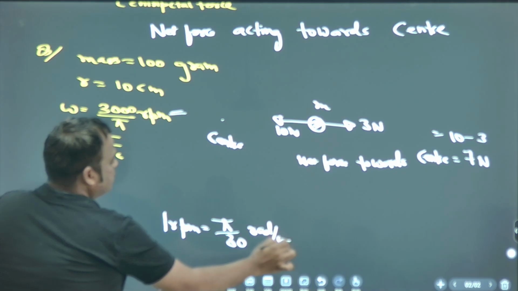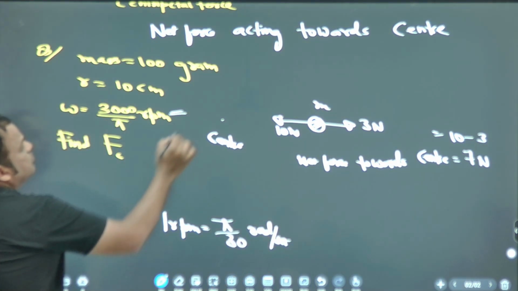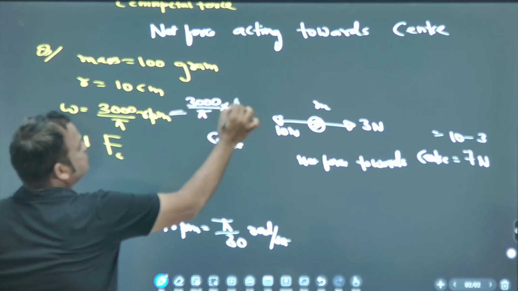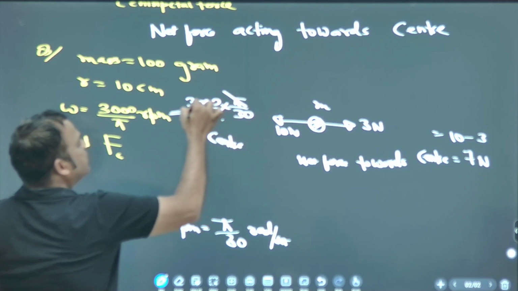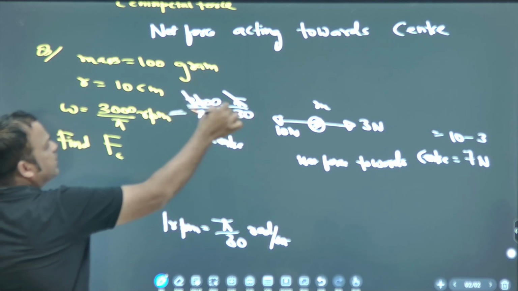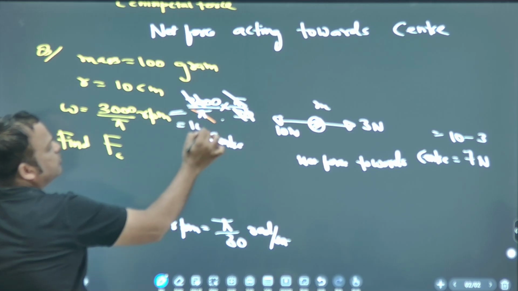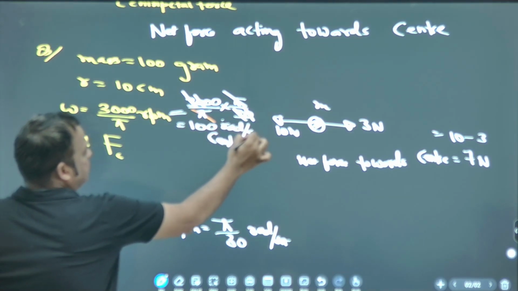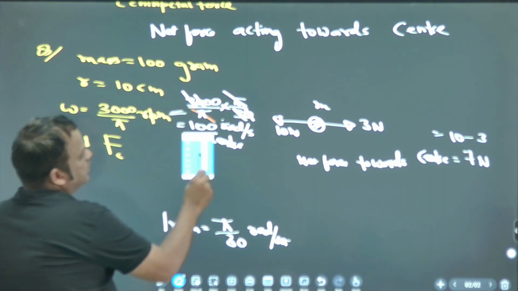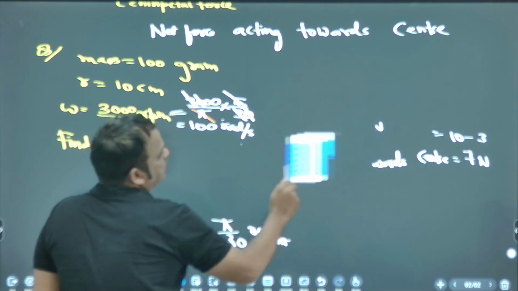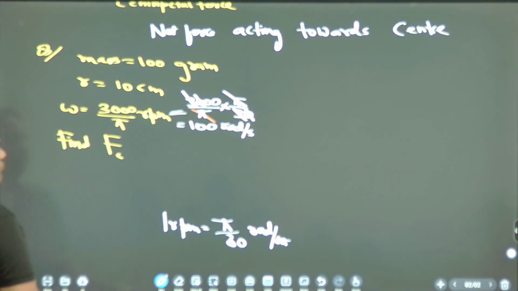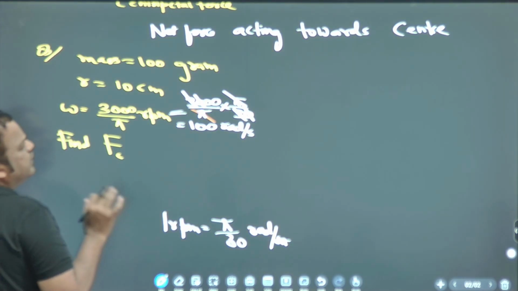Very good. So this is 3000 by pi into pi by 30. Pi cancels, 30 cancels. So how much is omega? 100. Note down, 100 radian per second. So omega is 100 radian per second.